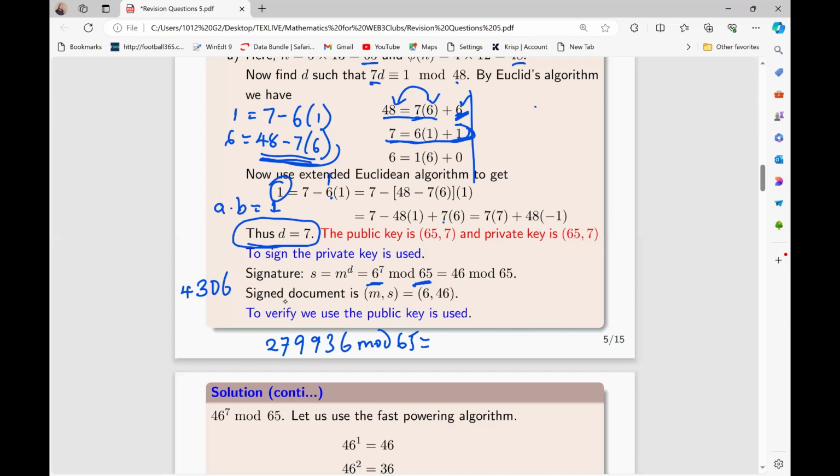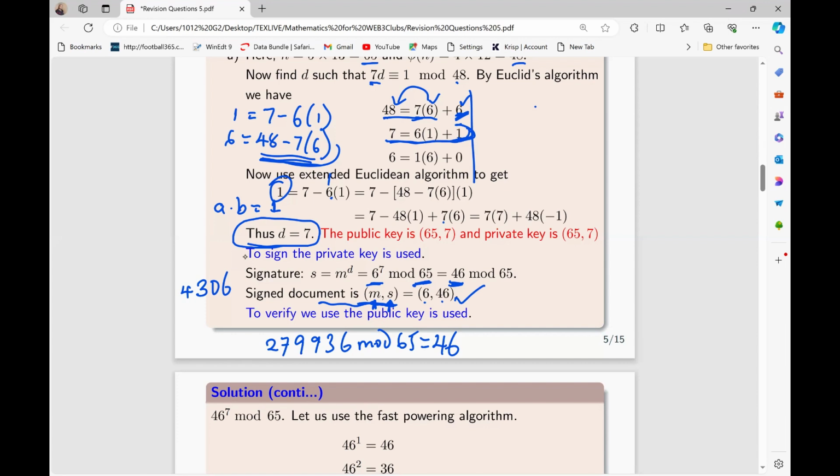So what is the remainder? The remainder is 46, and that is the 46 you're seeing. That is my signature. So what is the signed document? The signed document is the message we had and the signature. The message was 6, the signature is 46. So this is the signed document.